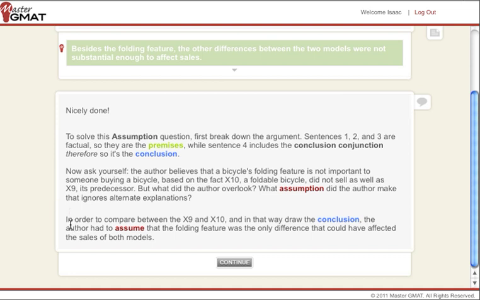And we know in effect that in order to compare between the X9 and X10 and that way draw the conclusion, the author had to assume that the folding feature was the only difference that could have affected the sale of both models. If something else affected the sale of both models, then that wouldn't have been a proper assumption. Here, the author had to assume that it was only that.